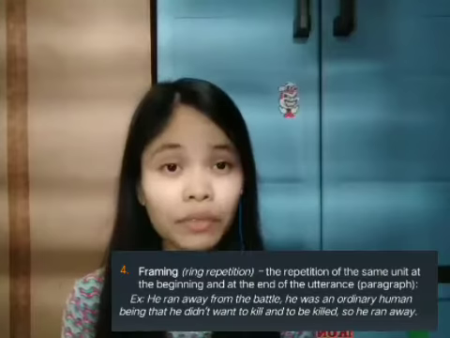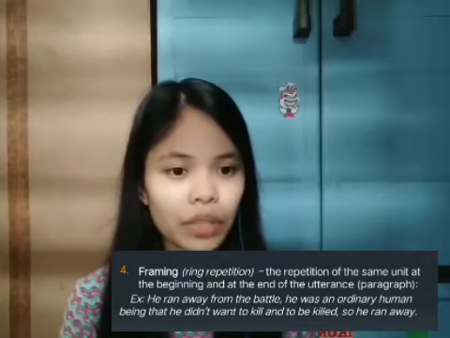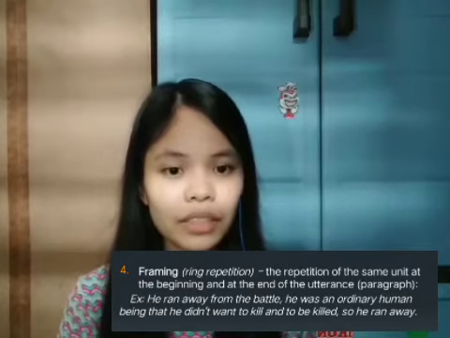The next one is framing, or the ring repetition. The repetition of the same unit at the beginning and at the end of the utterance or paragraph. So an example of framing is, he ran away from the battle. He was an ordinary human being, but he didn't want to kill and to be killed, so he ran away. "He ran away" was mentioned at the first part and was repeated again at the end part of the sentence.